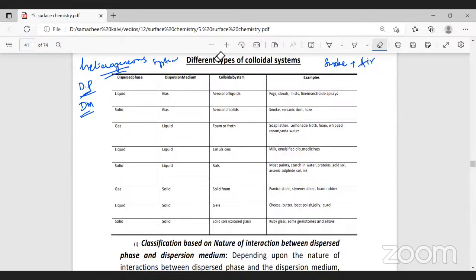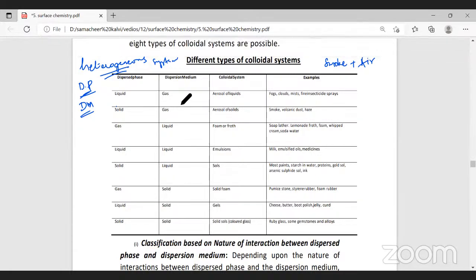Now, coming to the different types of colloidal system. When the dispersed phase is liquid and the dispersed medium is gas, we call the colloidal system an aerosol. Aerosol of liquids. Examples: fog, clouds, mist, fine insecticide sprays. All these are aerosols of liquids. So the dispersed phase is liquid and the dispersed medium is gas.